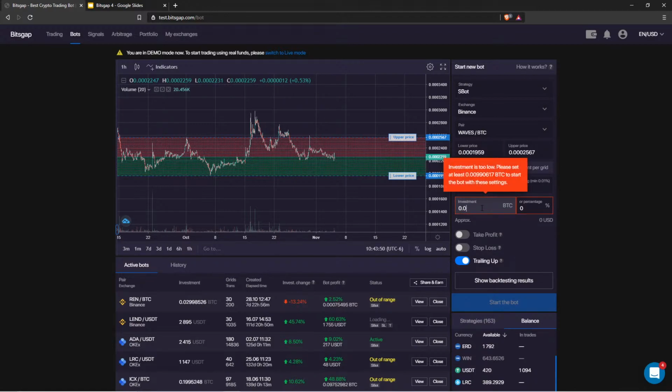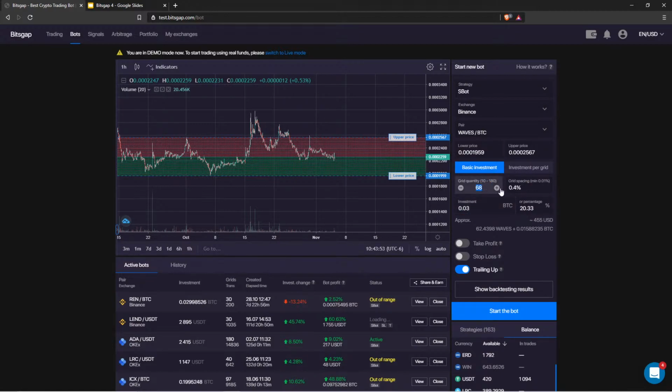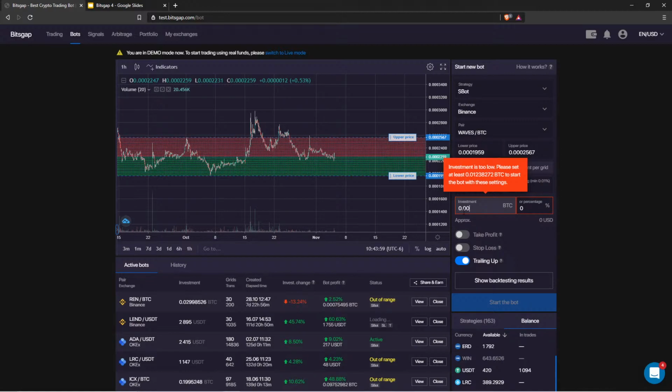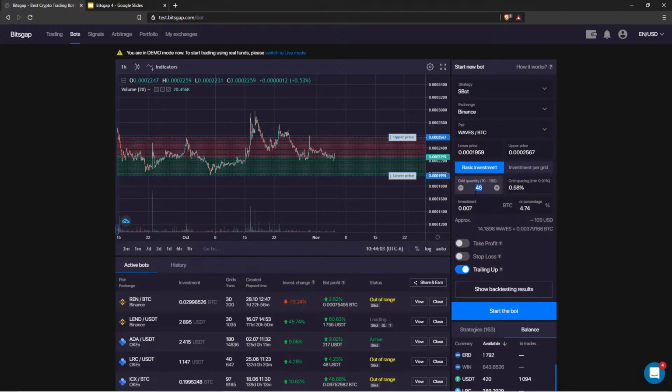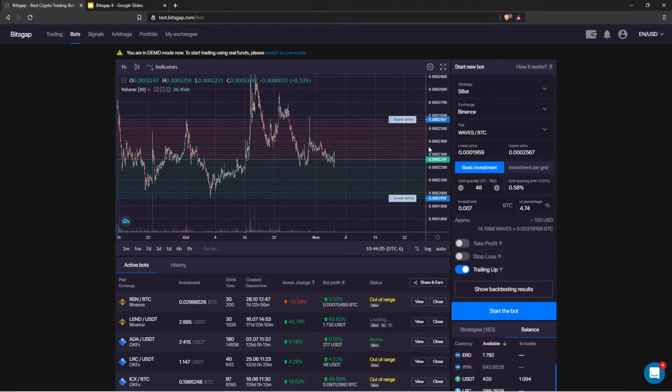Of course, if I change it to a larger number, then I can increase the number of grid levels. But if I have, let's say, 0.07, only 48 grid levels can be placed on the market.